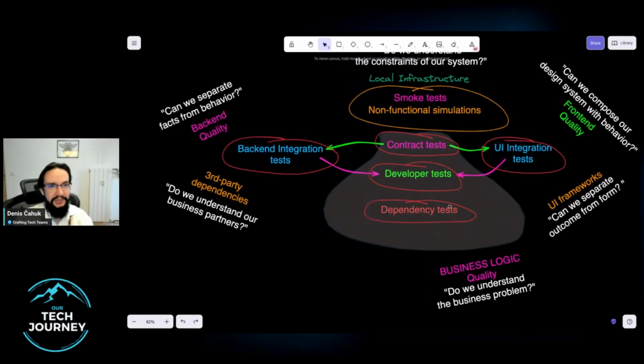Then there's the dependency tests, right? So we said that there's two seams of problems that open up when you start writing isolated developer tests. The contract side, right? So you're mocking things against an interface or a contract. You need to check the consuming and the providing side of the contract.